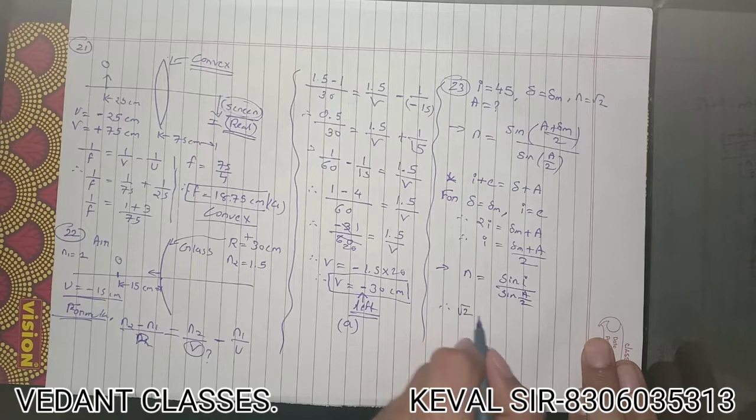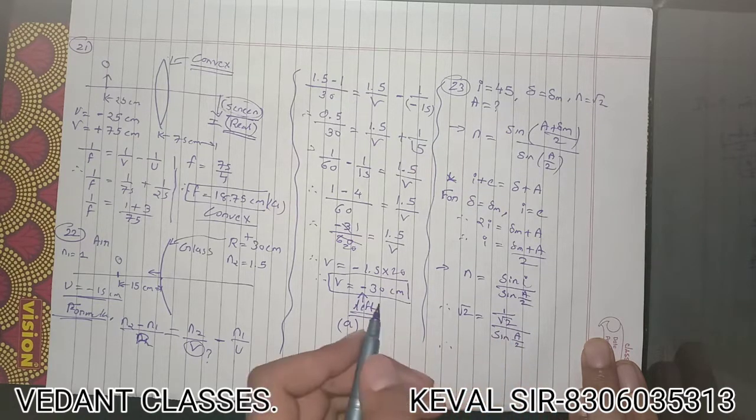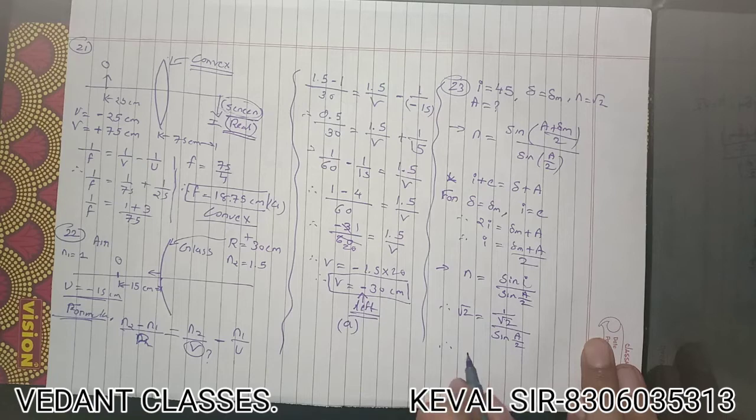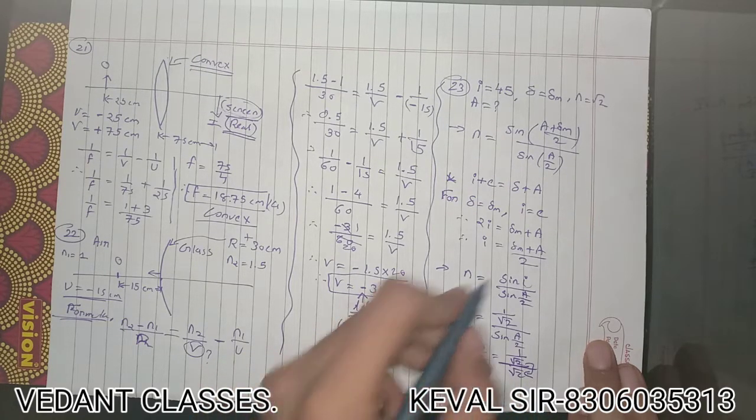So this will be √2 equal to sine 45 upon sine(A by 2). So we can write it as 1 by √2 upon sine(A by 2). So taking it to the other side, this will be equal to sine(A by 2), and this will be 1 by √2 upon √2. So this √2 into √2 will become 2.